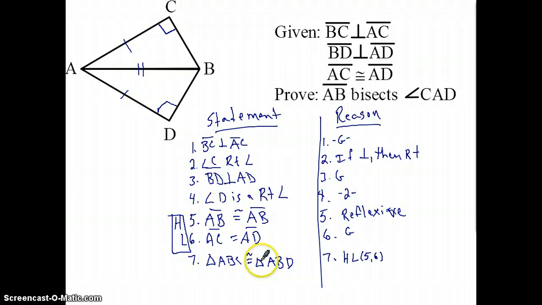Okay, so we have our triangles congruent, but remember, we're trying to prove that AB bisects angle CAD. In order for AB to bisect this big angle, we need to state that this angle is congruent to this angle. I'm going to call these angle 1 and angle 2, just for simplicity's sake. We'll say angle 1 is congruent to angle 2. Why is that the case? Well, we have two triangles congruent, so they're corresponding angles, so CPCTC.